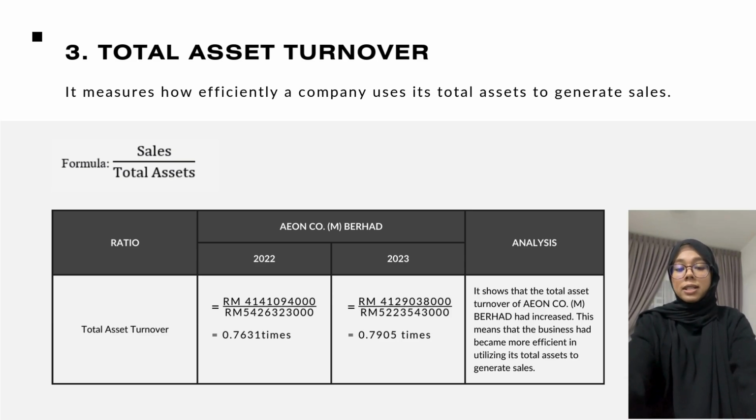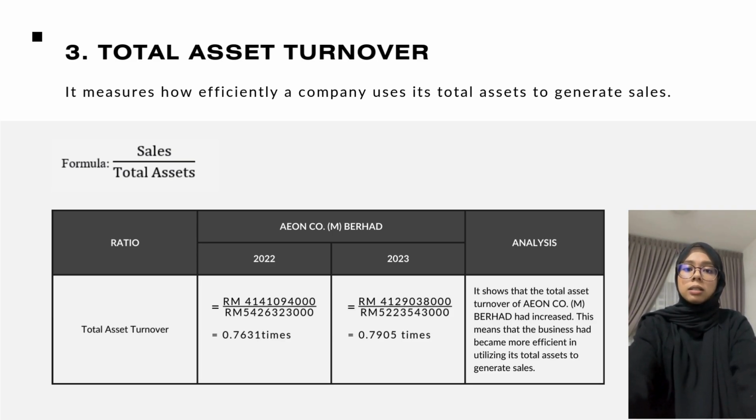The other type of asset management ratio is total asset turnover. It measures how efficiently a company uses its total assets to generate sales. High total asset turnover means efficient use of assets to generate sales, while low total asset turnover means inefficiency in using assets or underutilization of resources. Now, as for the calculation, the formula for total asset turnover is sales divided by total assets.